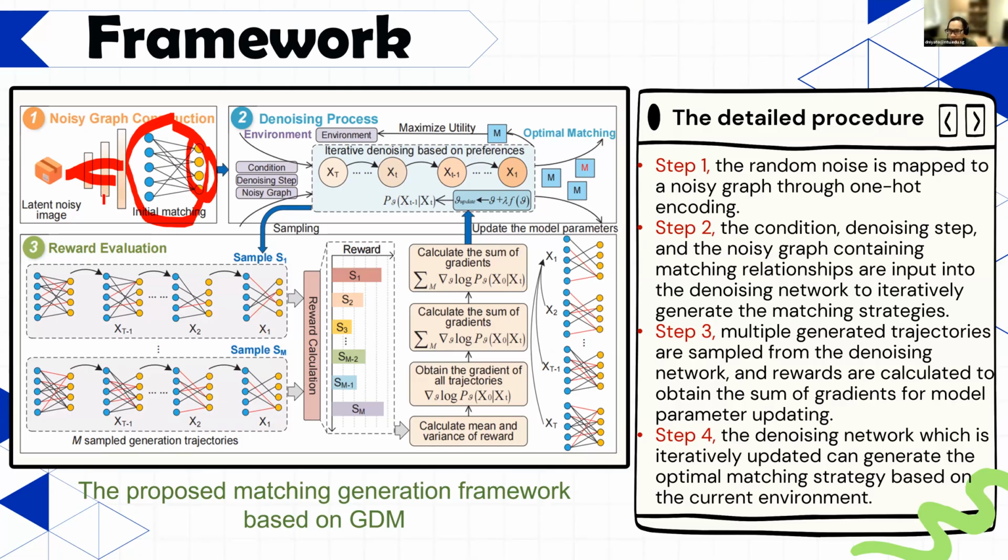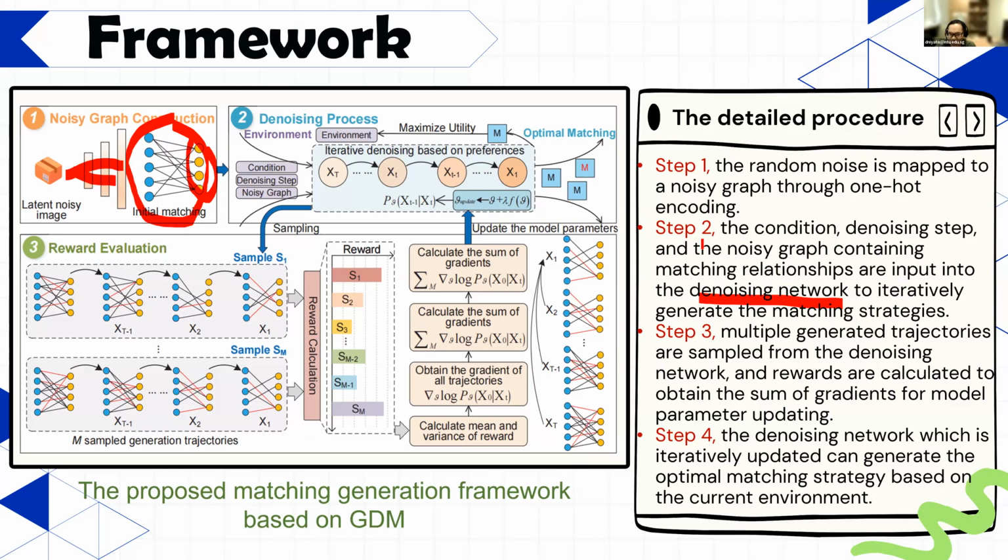In the second step, during the denoising step, the noisy graph containing the matching relationship will be used as the input for the denoising network. So this is the machine learning neural network that is able to receive the noisy graph structure and give the output by removing the noise and adjusting the pairing structure in such a way that it meets all the constraints and maximizes the objective function.